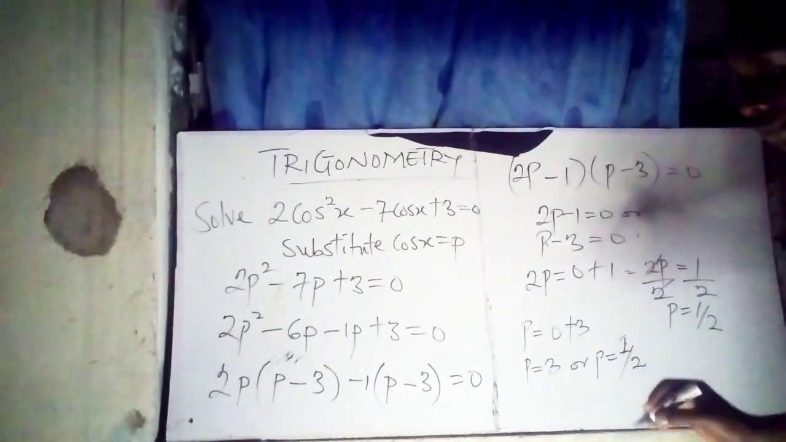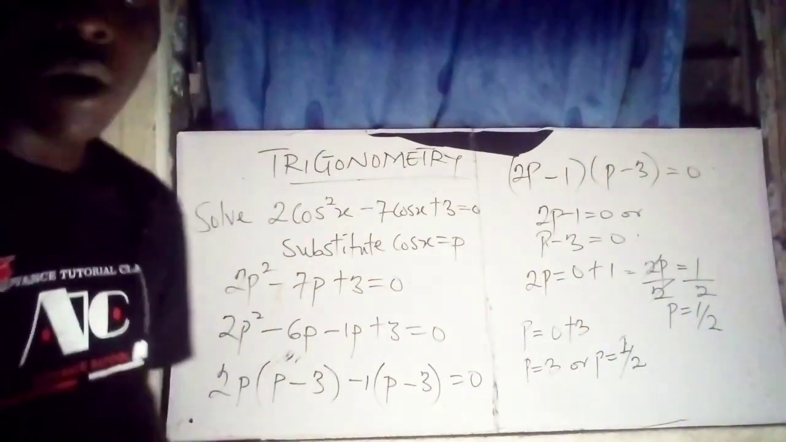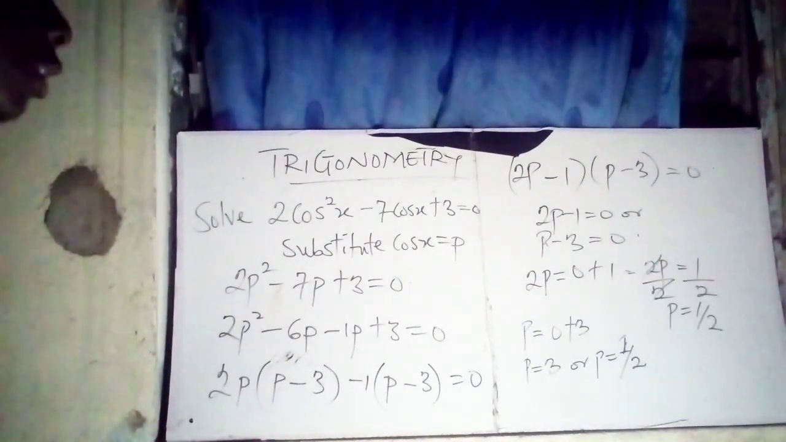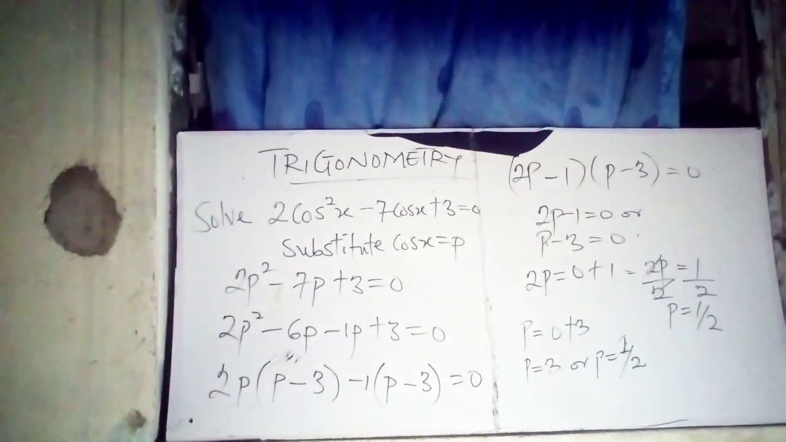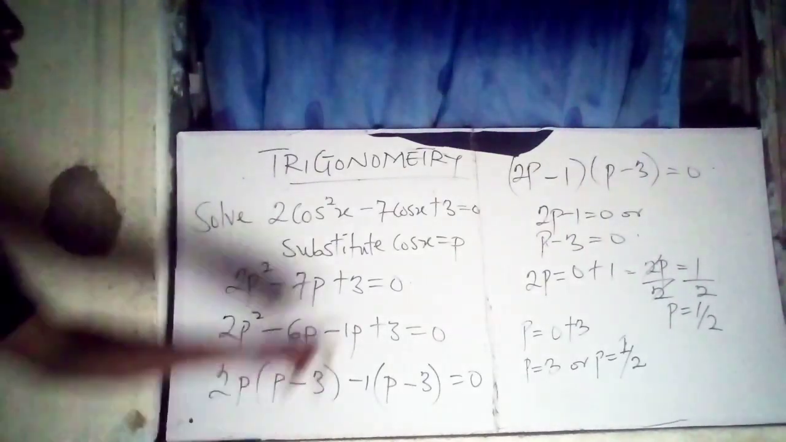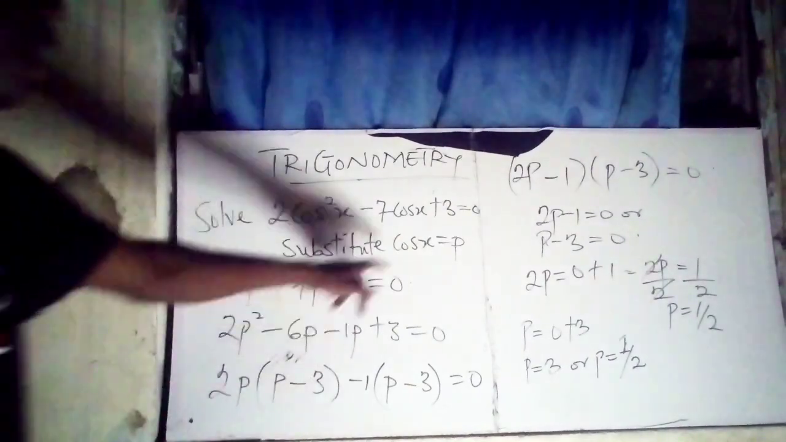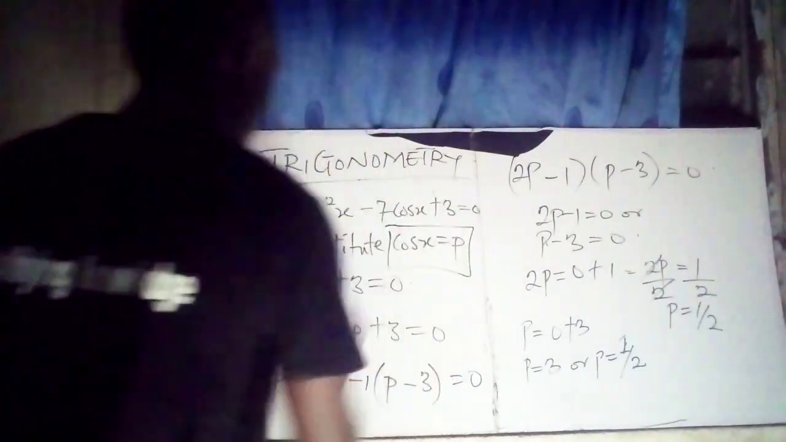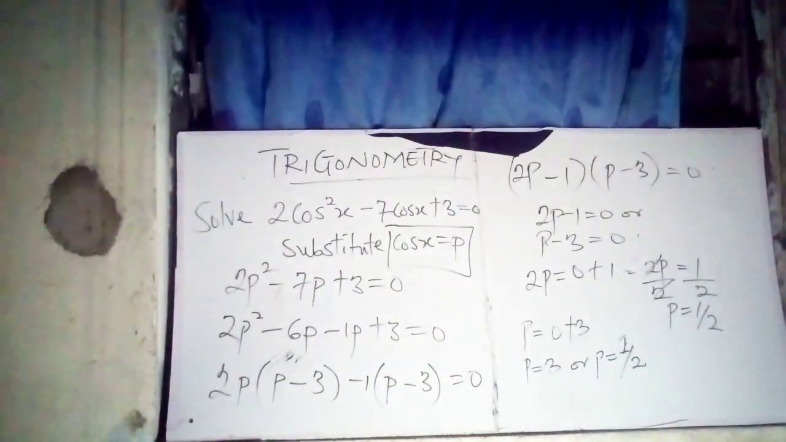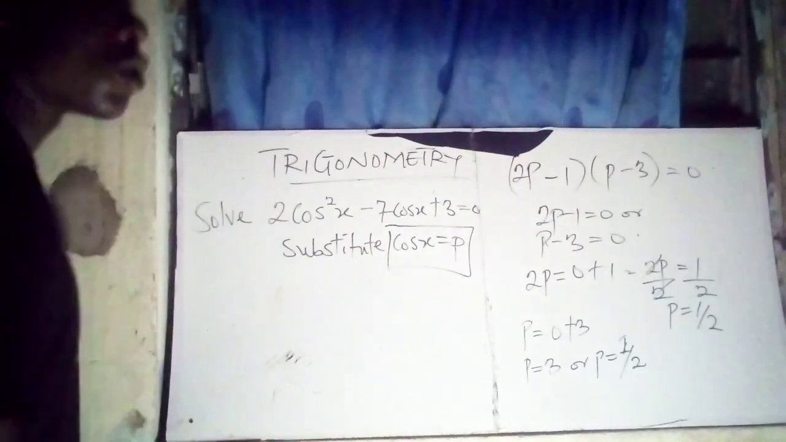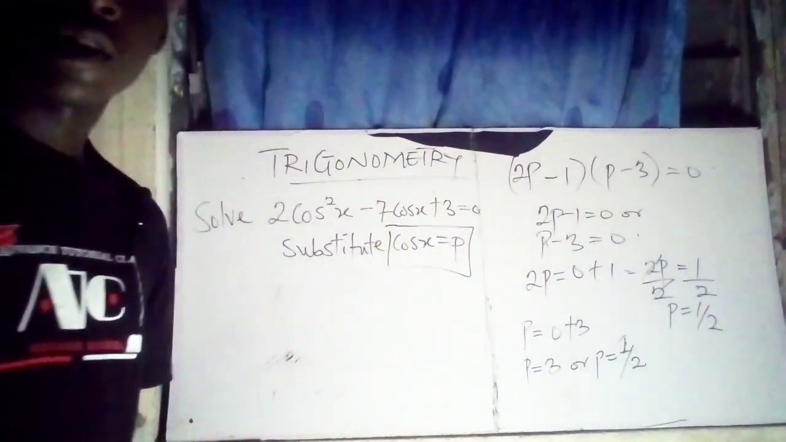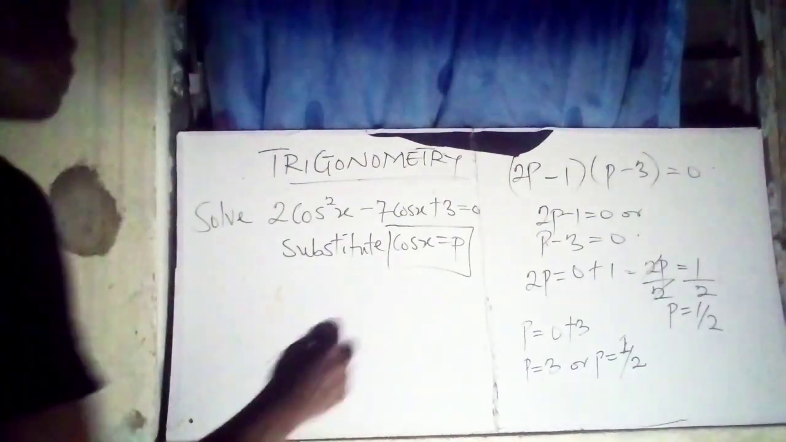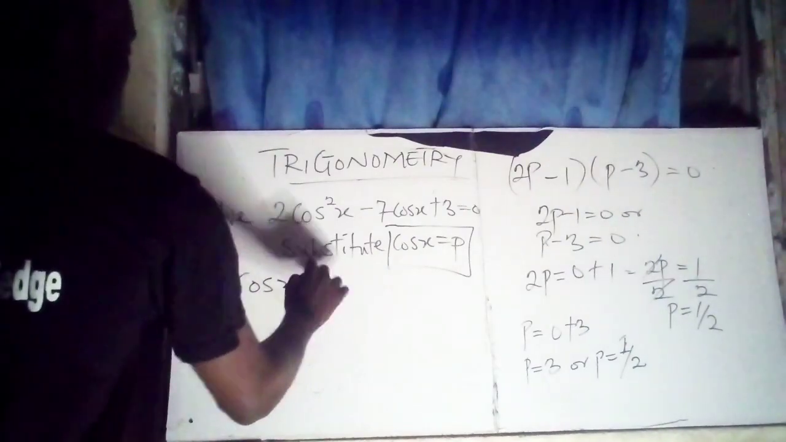Now recall that we're mandated to look for the value of x, not p. So therefore I will still use my equation here. So this is cos x equals p. Recall that cos x is equal to p. We're asked to look for the value of x, not p. Okay, so cos x equals p.